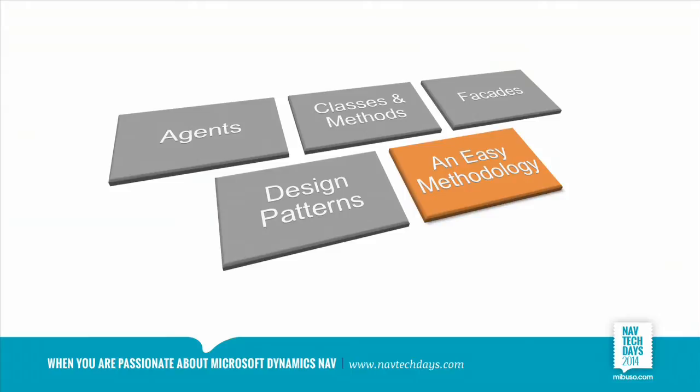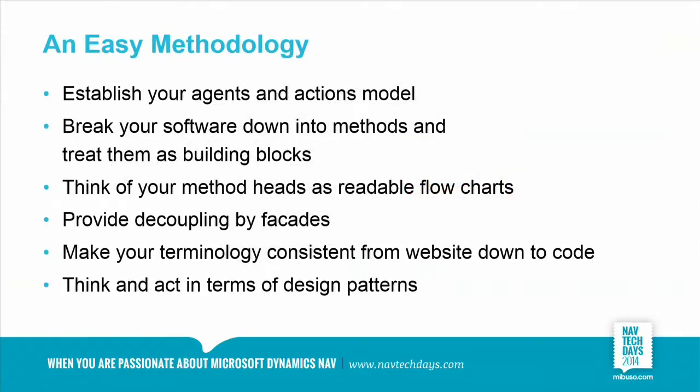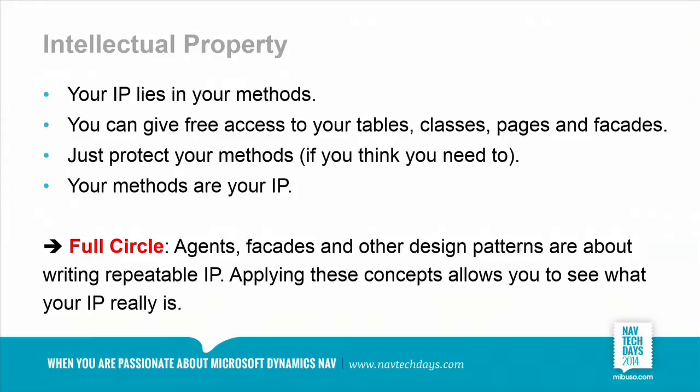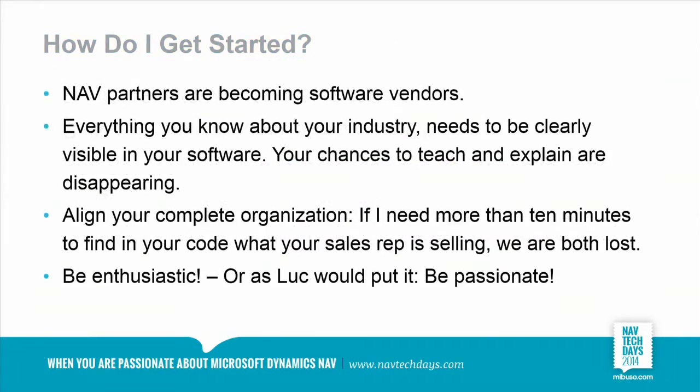And just to wrap up in 60 seconds, an easy methodology, what you should do when you go home: establish your agents and actions model, break your software down into methods and treat them as building blocks, as you've seen. Think of your method heads as readable flowcharts, provide decoupling, make your terminology consistent, and think and act in terms of design patterns. That's all you need to do to write repeatable software. And with that, I'm skipping a few slides and handing over to Mark.